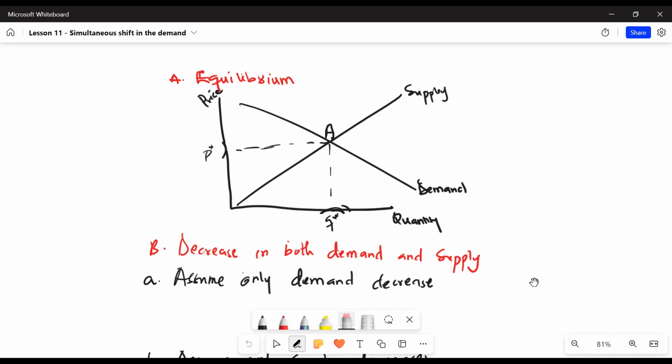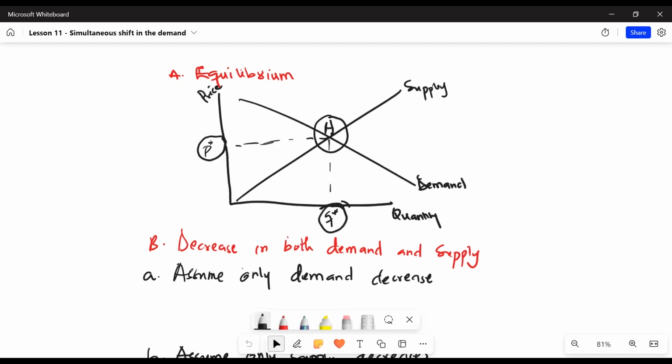We know from our previous lessons that the point of equilibrium is the point where supply and demand curves intersect. From this graph, this point is represented by point A. At this point, demand is equal to supply. This corresponds to an equilibrium price P star and equilibrium quantity Q star.